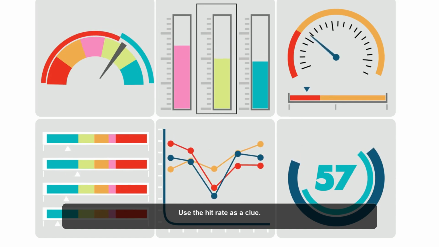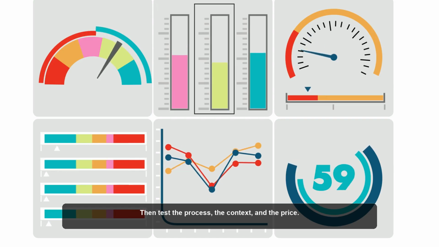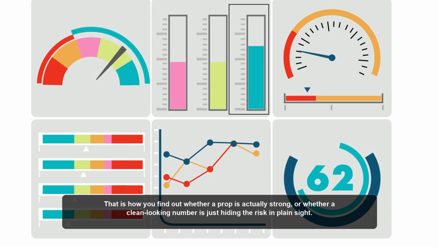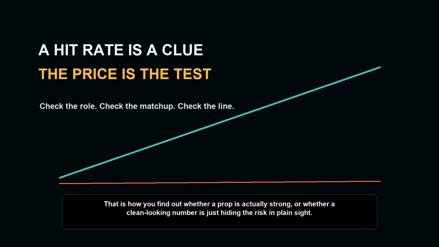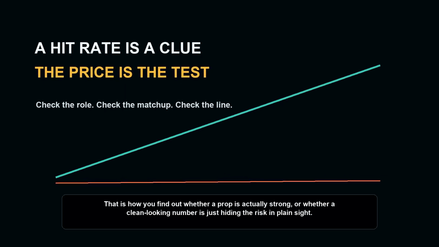Use the hit rate as a clue, then test the process, the context, and the price. That is how you find out whether a prop is actually strong, or whether a clean-looking number is just hiding the risk in plain sight.